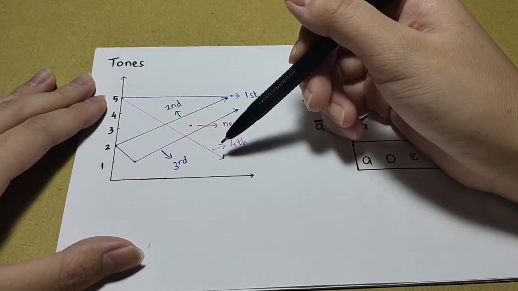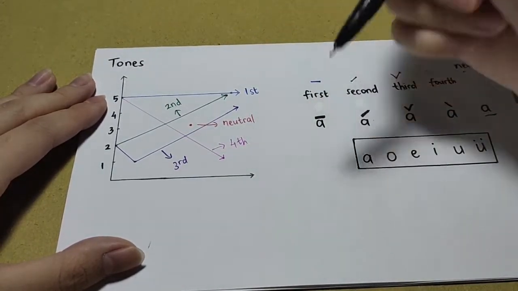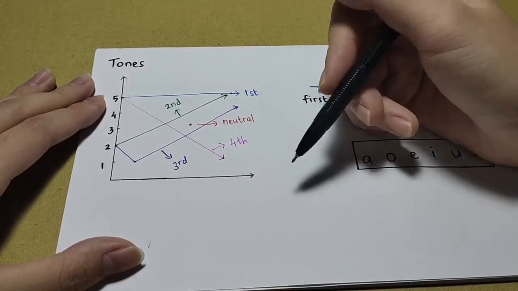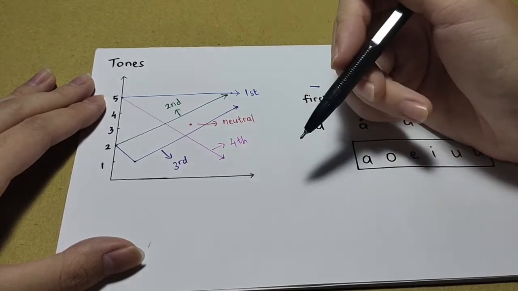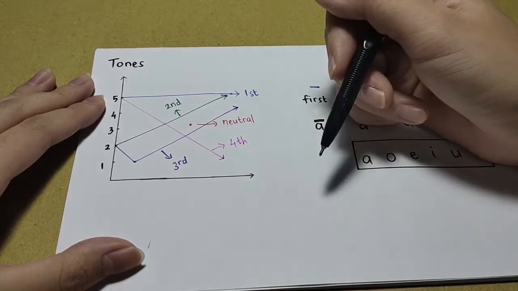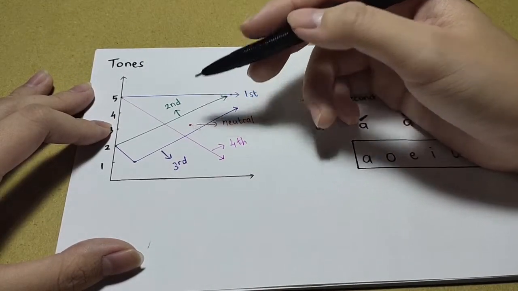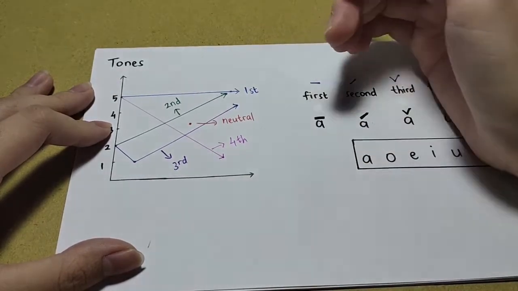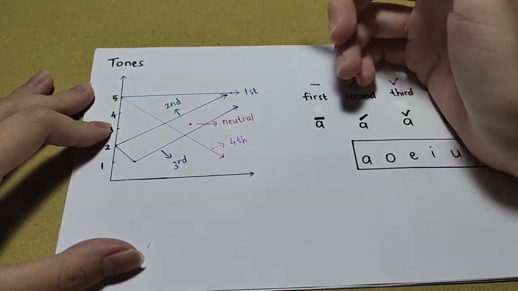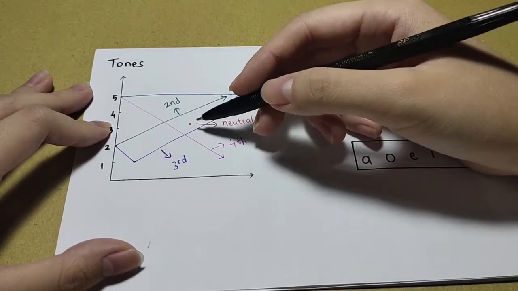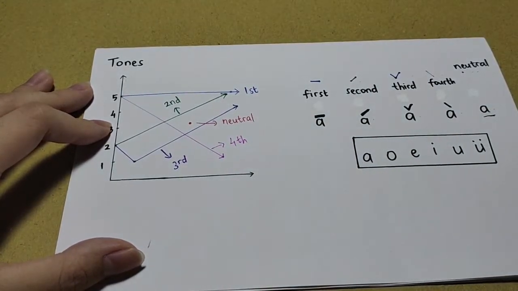And the fourth tone, it's like falling sound. Ah. It's like when you yell at someone. Ah. Ah. Ah. And the neutral tone, it's really soft, short, and really light sound. Like ah. Ah. Ah. Okay.